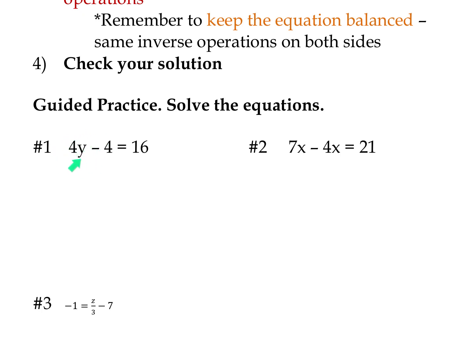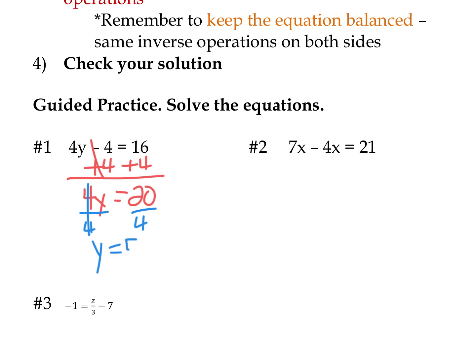I want to get the variable by itself by using inverse operations to undo each other and reversing that order of operations. So I want to look over here where the variable is, and I want to do any addition or subtraction inverses first. So I have a minus 4. So my first step is going to be to add 4 to both sides of the equal sign. That will cancel out and give me 4y equals 20. Then I want to divide by 4 because I want to cancel out the multiplying by 4. 4 times y, the inverse of that is dividing. So 4 divided by 4 is 1y equals 5.